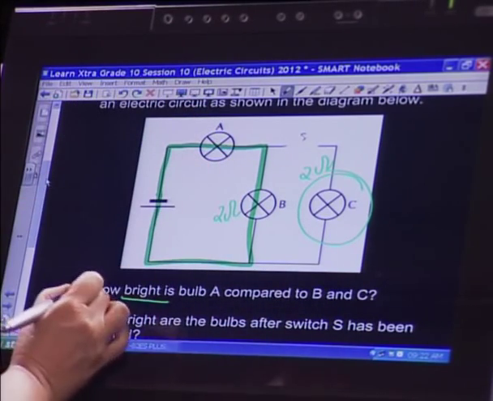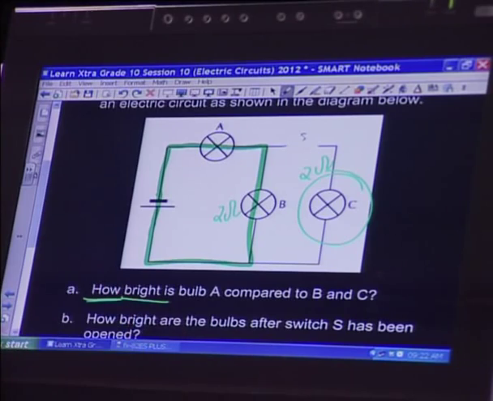For example, with A, I just said how bright, not why. Do not add in the explanation of why if it's not asked for, because then you tend to confuse yourself, you tend to get all bent out of shape, and you waste time answering questions that aren't there. This would probably only be worth 2 marks maybe without the explanation. If I asked for an explanation, I would make this worth 4 marks. Okay? You guys okay with that?